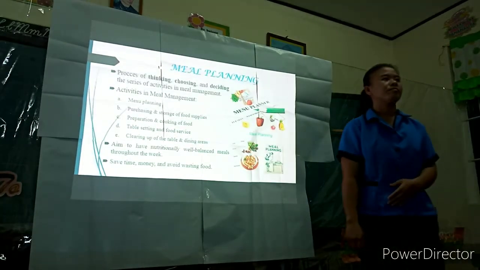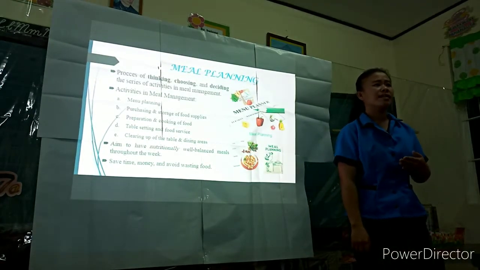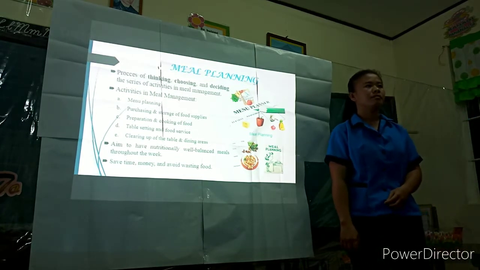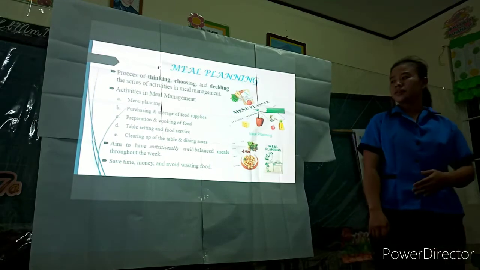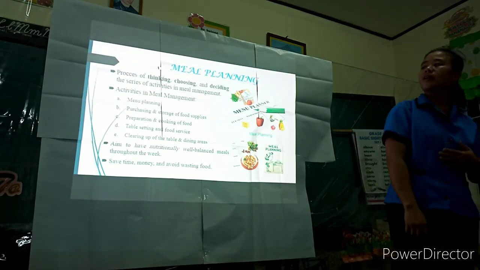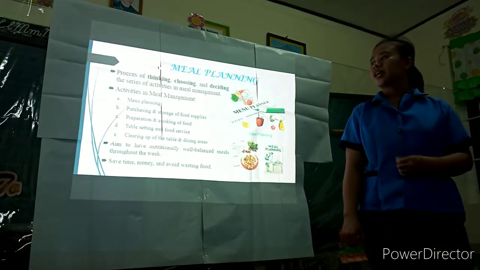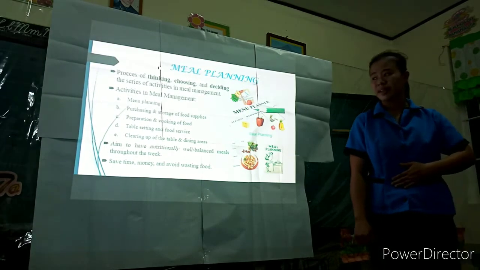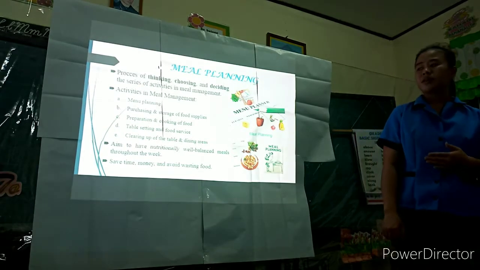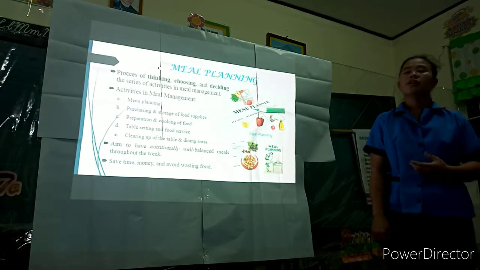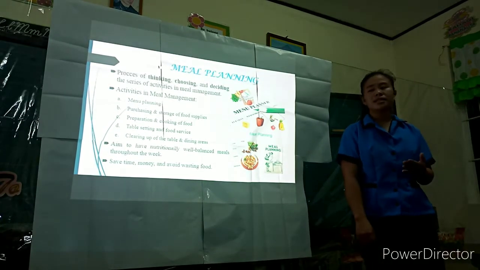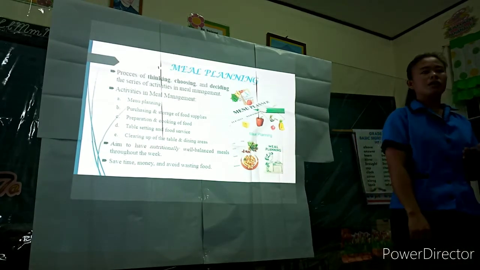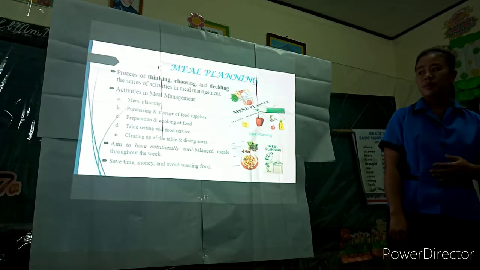Meal planning. Ms. Valdez, please read the definition of meal planning. Okay, thank you. Meal planning is the process of thinking, choosing, and deciding the series of activities in meal management, which is first menu planning. In menu planning, you will list the menu or the meals that you're going to cook or prepare.